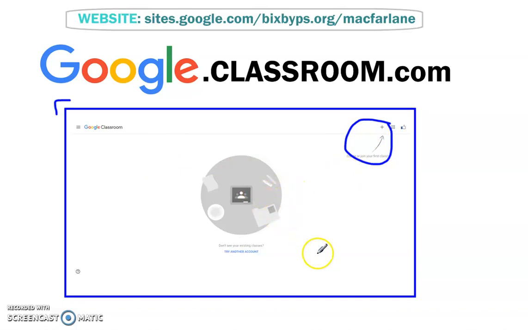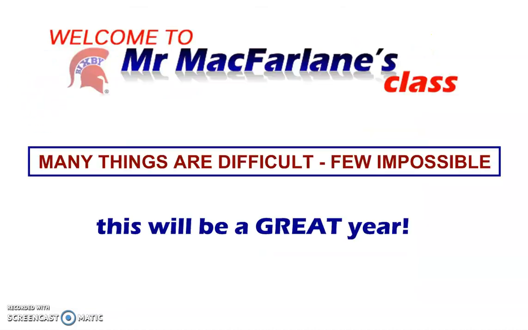Now, don't get that code from a friend if they are in a different hour. That is specific to your hour. So if you're in 3rd hour, don't ask your friend from 4th hour for the code. All right, hopefully you have it on your syllabus. You can either go directly to google.classroom.com or find that link on my website.